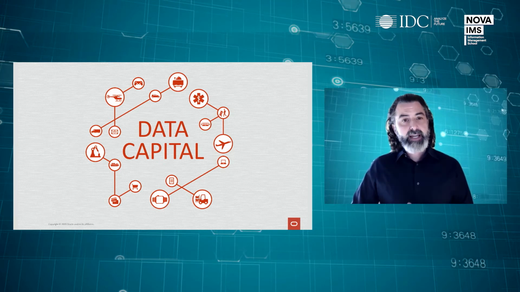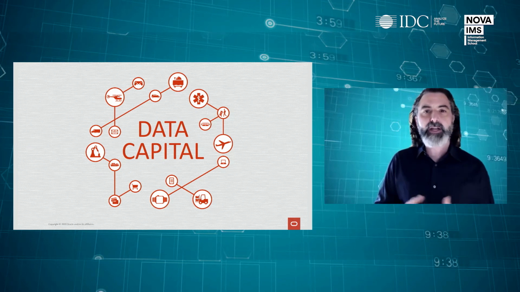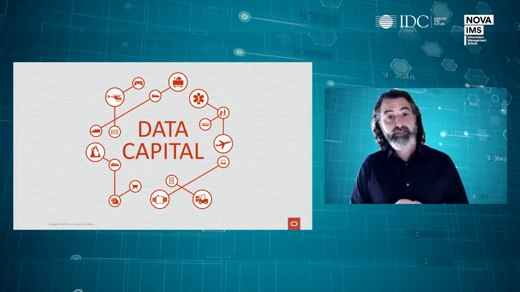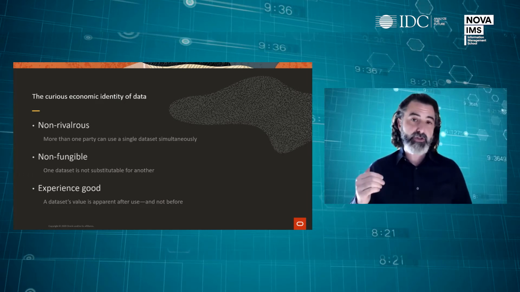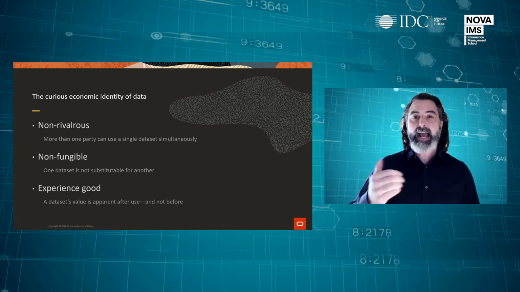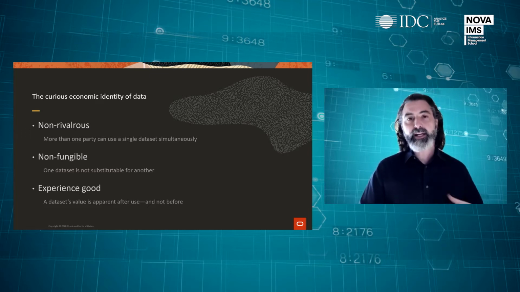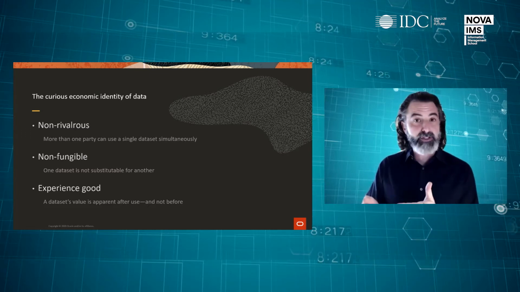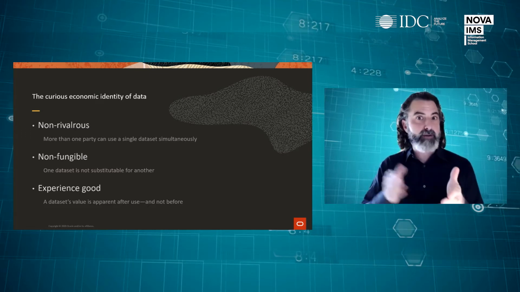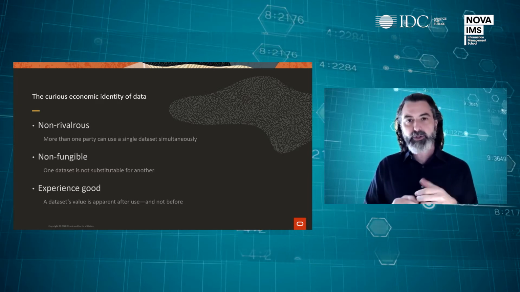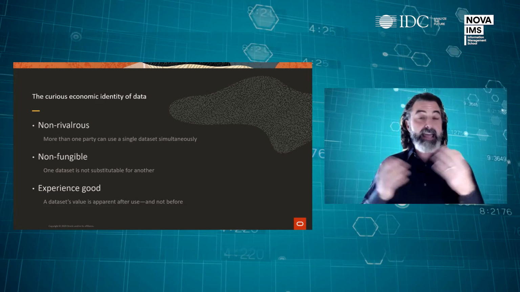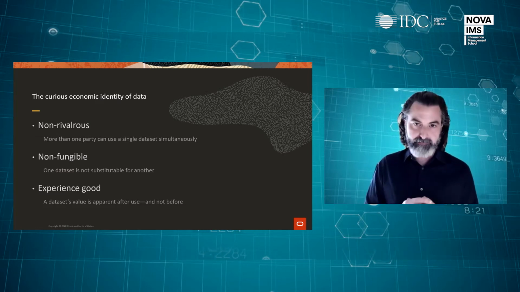So data has a curious economic identity. Data is non-rivalrous. And this means that multiple parties can use a single data set at the same time. So unlike a tractor, which is a rivalrous resource where only one farmer can drive the tractor at a time, a single data set can fuel multiple apps, analytics, and AIs simultaneously.